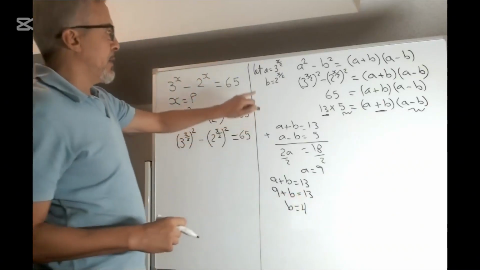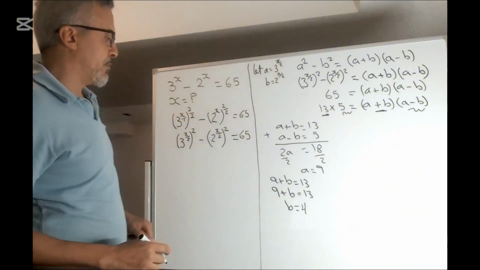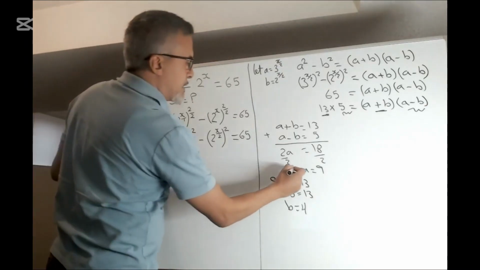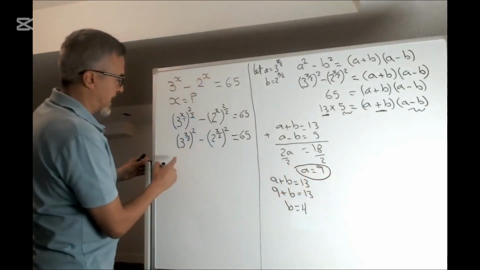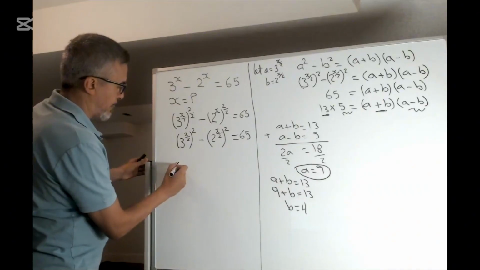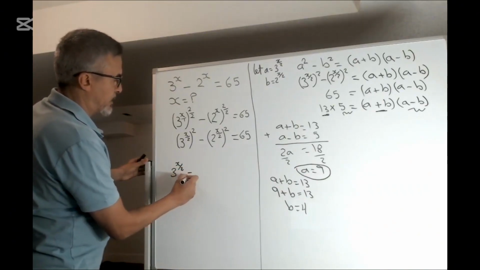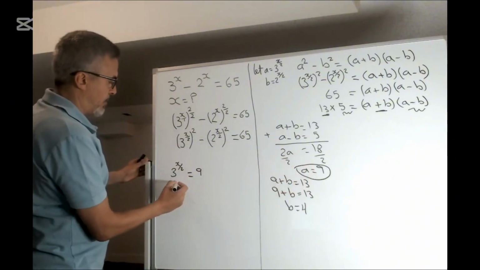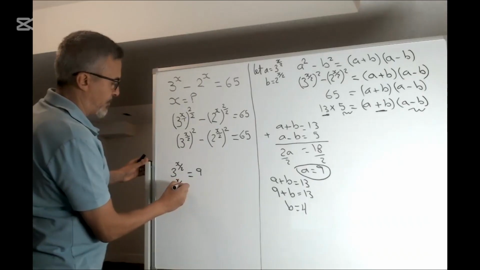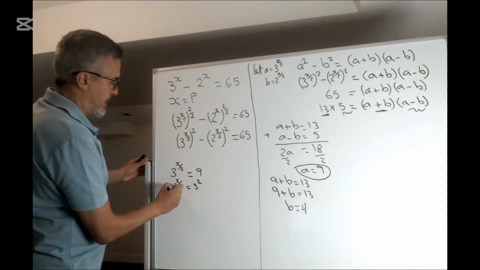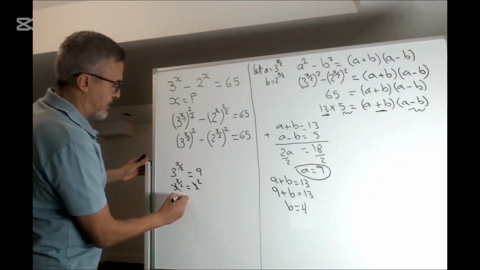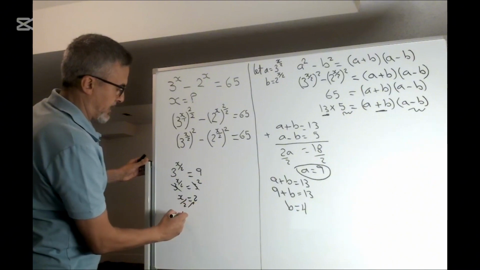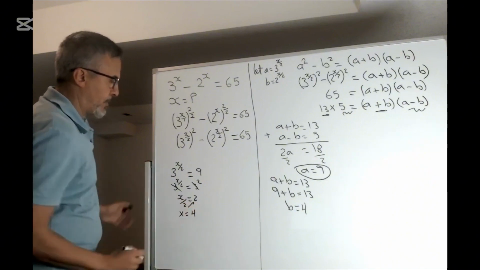Now, as we said earlier, a is the 3 to the power of x over 2. So let's come back here now and say the a, which equals 9, and since a is 3 to the power of x over 2, that should equal 9. Now, 3 to the power of x over 2 equals 3 squared. Now the 3's cancel, and we get x over 2 equals 2. Cross multiply the 2 there, and you get x equals 4.